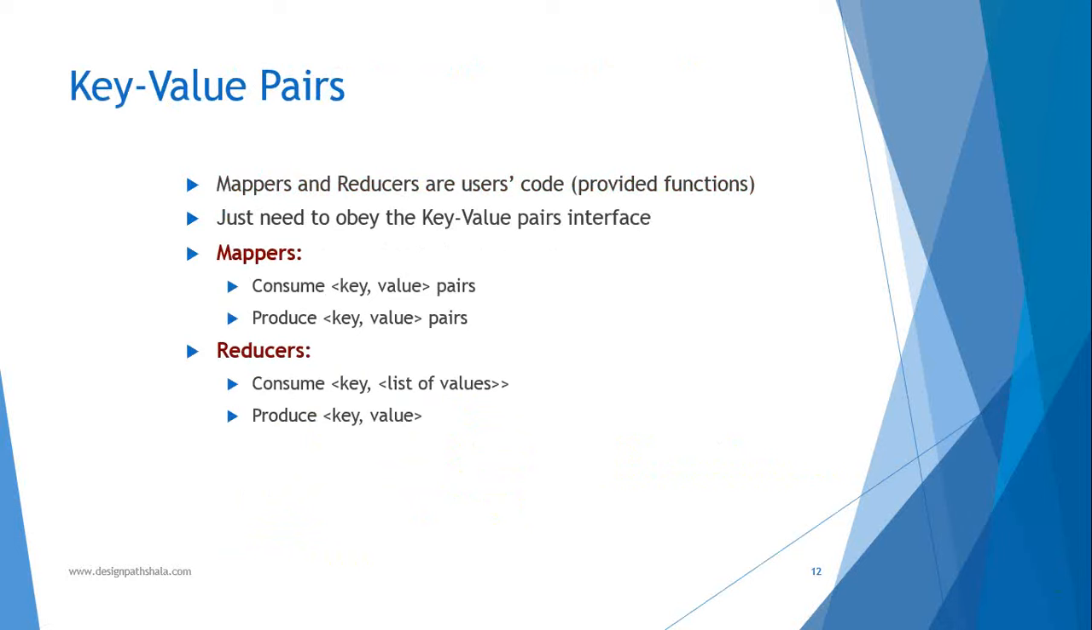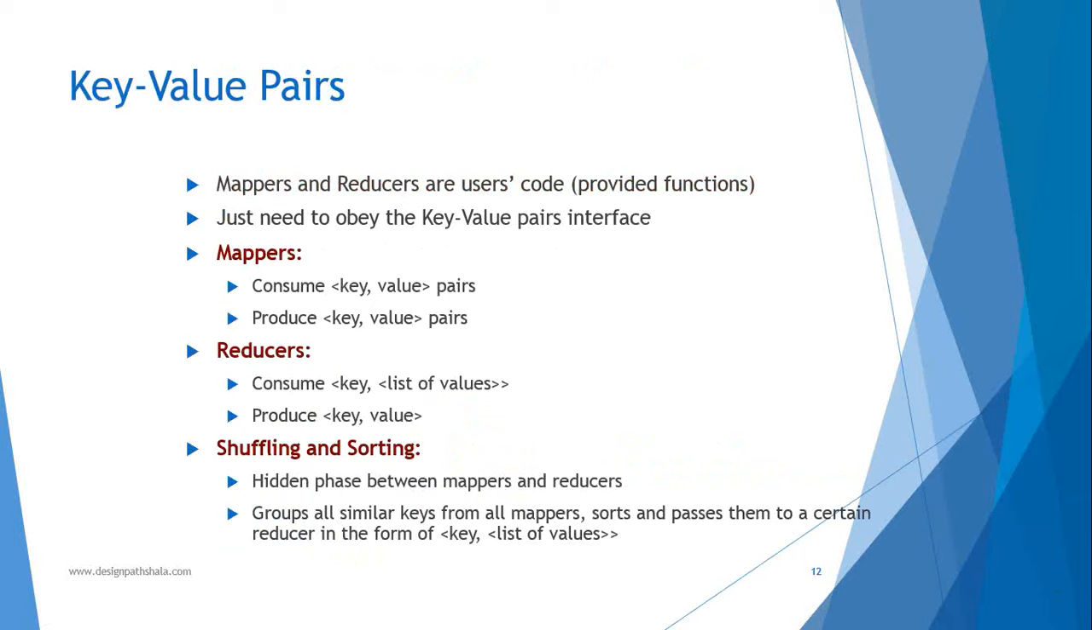This I have explained to you over the Excel sheet. And in between the sort and shuffle phase, ensure that your similar keys reach your reducer, which is intended for digesting those keys, or processing those keys.